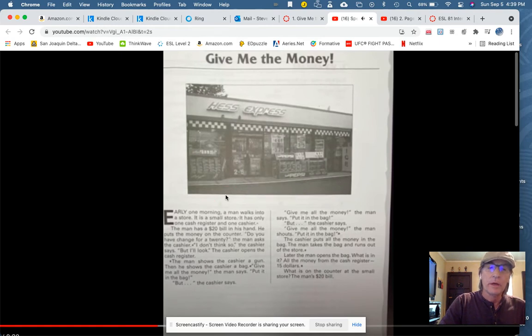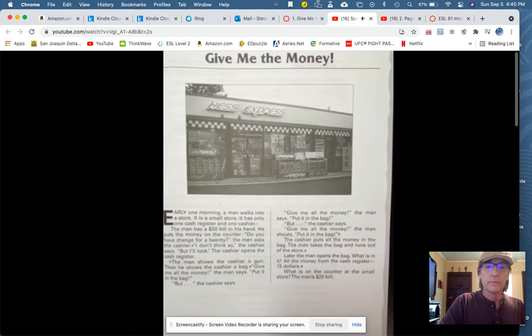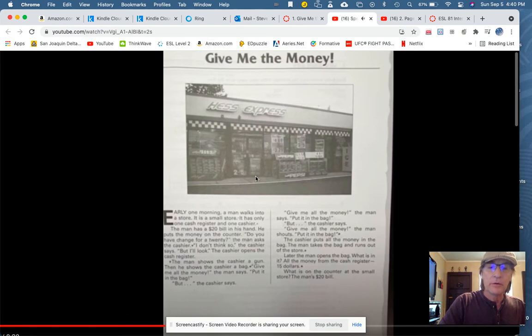Now, when I'm reading this and then you are repeating for practice, it's a good idea to hit the pause button so that I'm not talking over you. Let me show you an example. He puts the money on the counter. He puts the money on the counter. Do you have change for a 20?